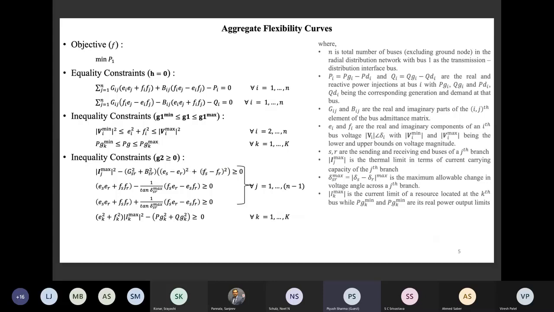And the other inequality constraints are limits on current flowing through branches, the limits on angle difference across two ends of a branch, as well as the armature limit of a distributed generator. This represents the power output limit in terms of current limit of a distributed generator. So the last inequality constraints in G2 and the last inequality constraints in G1 actually represent the capability curve of each individual distributed generator, which is essentially, very roughly, a semicircle for a DG and a complete circle for a battery.